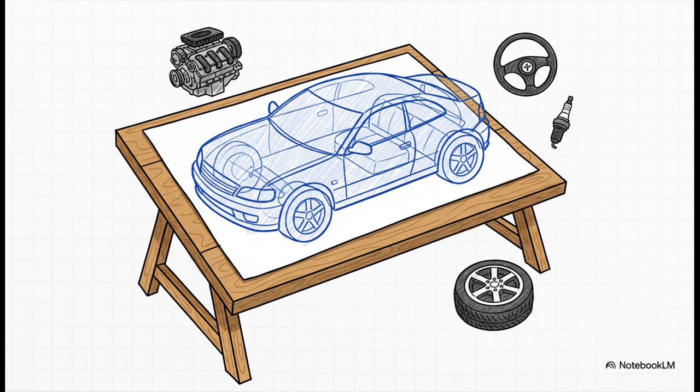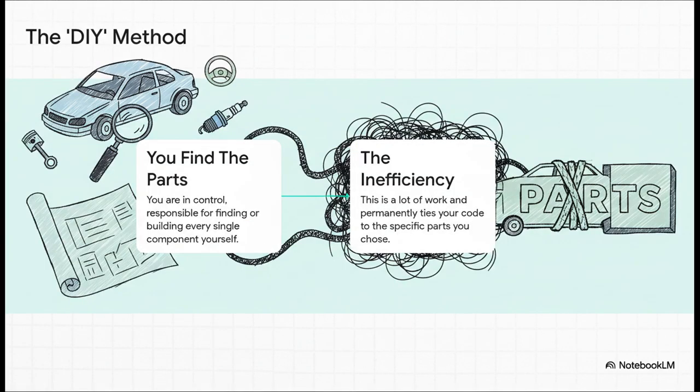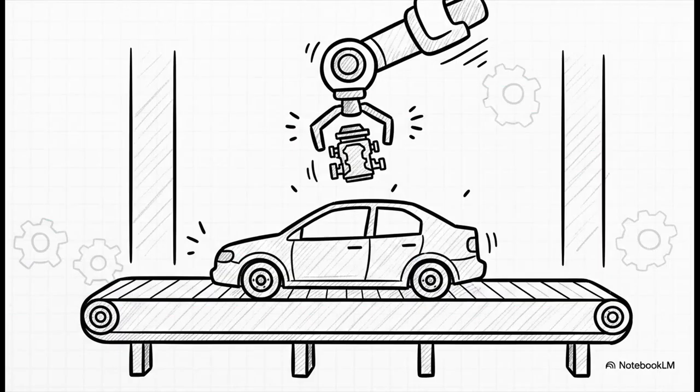Let's imagine your job is to build a car. So in this do-it-yourself world, you're responsible for literally everything. You've got the car's blueprint, sure, but you also have to go out and personally get every single part. Need an engine? You have to stop what you're doing and go find or build an engine. Need a steering wheel? Same story. Yeah, you're in complete control, but it's incredibly slow, it's inefficient, and now your car is permanently stuck with those exact parts you picked.